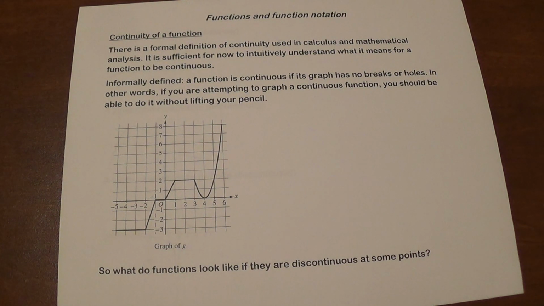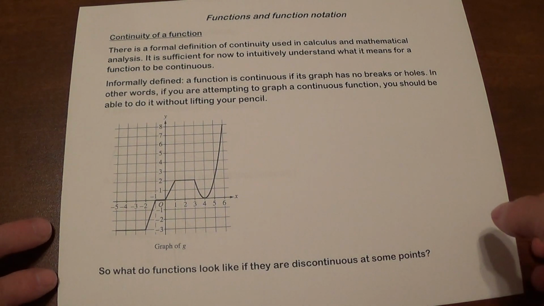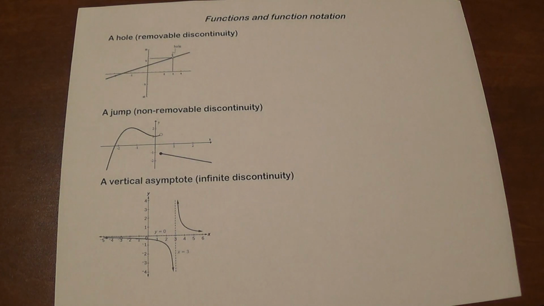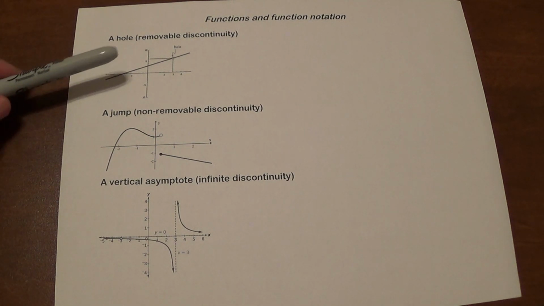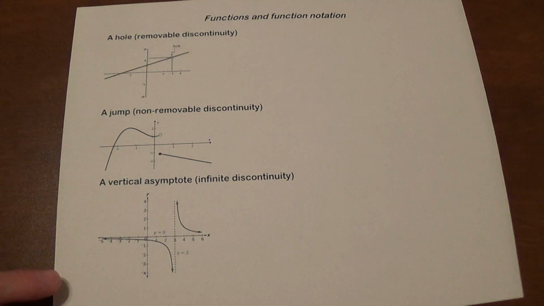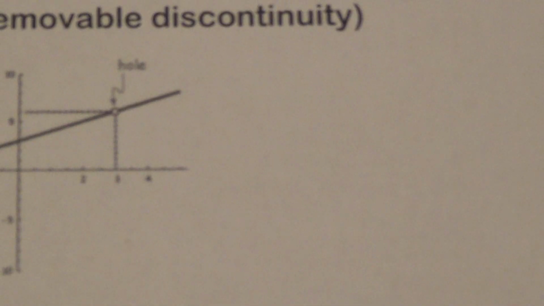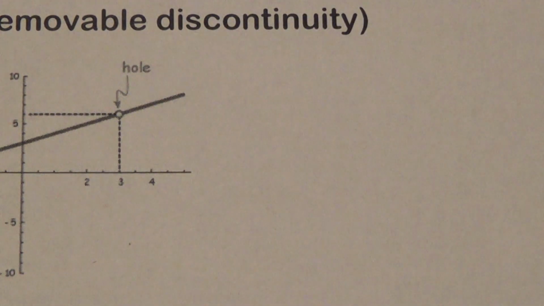So then a question, of course, is what does a discontinuous function look like? What types of discontinuities do we have? There are actually 3 types of discontinuities that we recognize. The first one is going to be a hole. That means you have a graph, but it does have a hole. Let me zoom in quickly on that one so you can see it. So right there, this function has a hole.